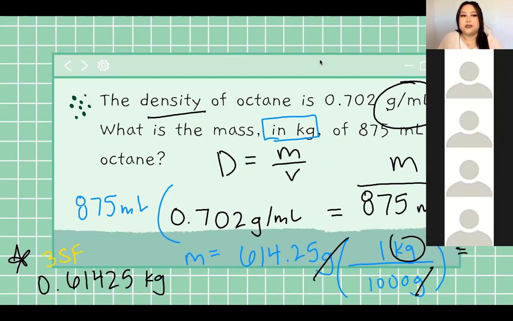In 3 sig figs? Okay, so going back to your sig fig rules, when you're multiplying or dividing, you would take whatever number has the least amount of sig figs.